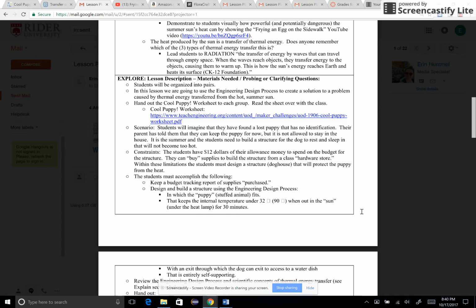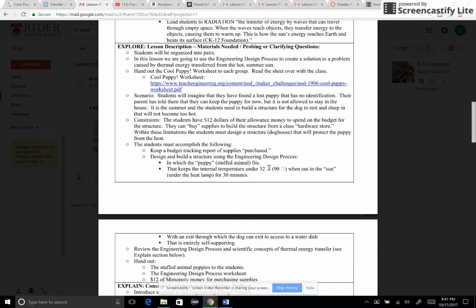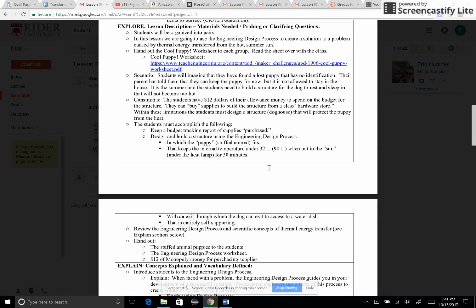So the students will be organized into pairs, and it'll be explained to them that we're going to use the engineering design process to create a solution to a problem caused by thermal energy transferred from the hot summer sun. And we're going to hand out the Cool Puppy worksheet for the students to use and to go over so that they understand the concept, the scenario, the constraints of the problem, and the process by which they can use to actually solve it.